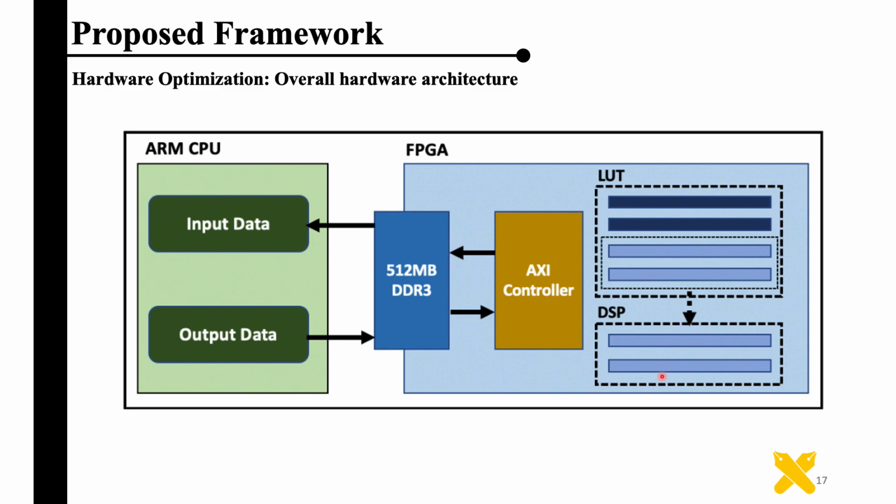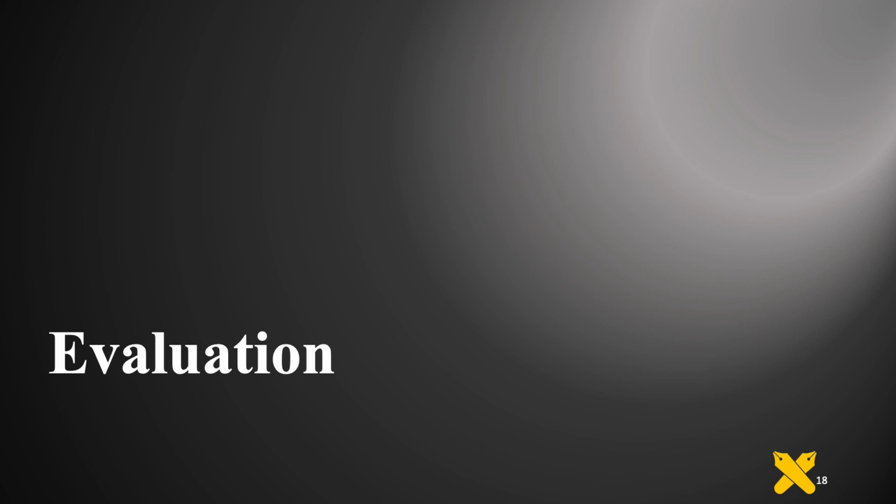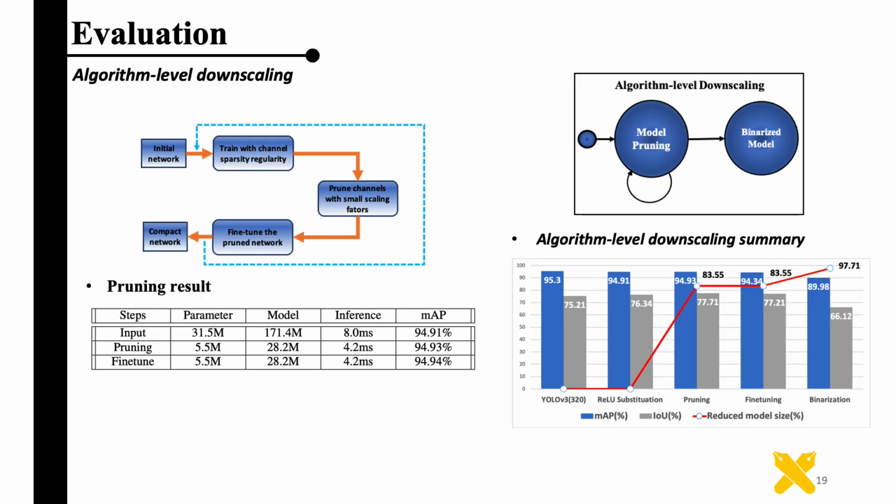Till now, we have finished the introduction of the frameworks. Following, we're going to evaluate our frameworks in the previous 2 stages respectively. Our training works on the COCO dataset, which is constrained to 8 classes, and it is performed on Tesla P100. First, the algorithm level downscaling, which includes pruning and binarization.